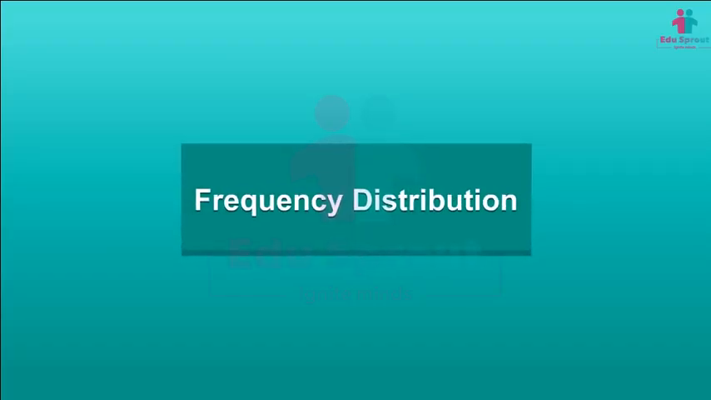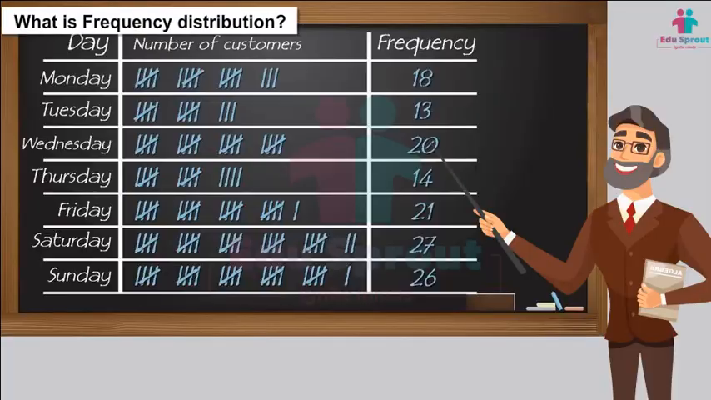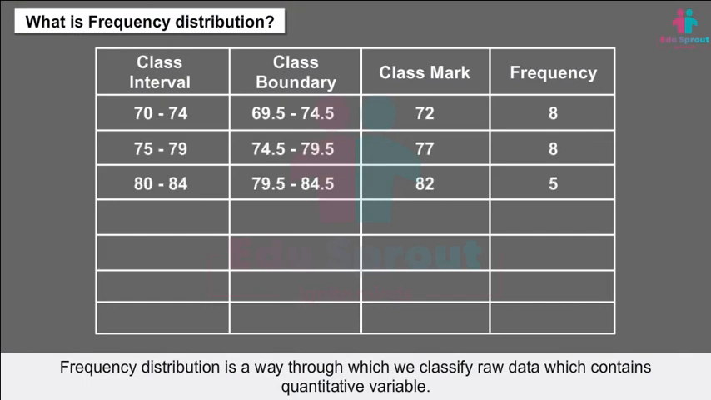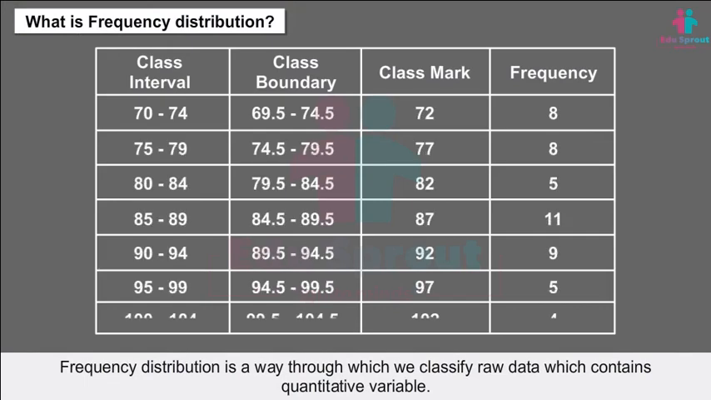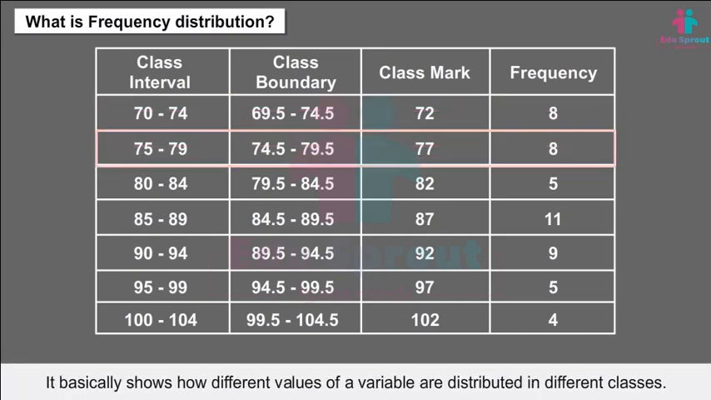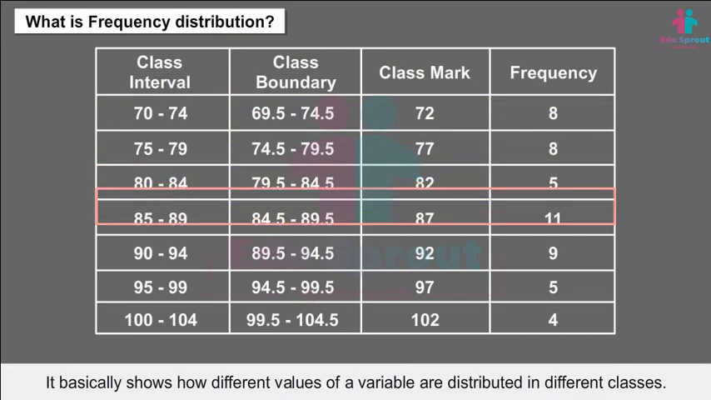Frequency distribution. What is frequency distribution? Frequency distribution is a way through which we classify raw data which contains a quantitative variable. It basically shows how different values of a variable are distributed in different classes.